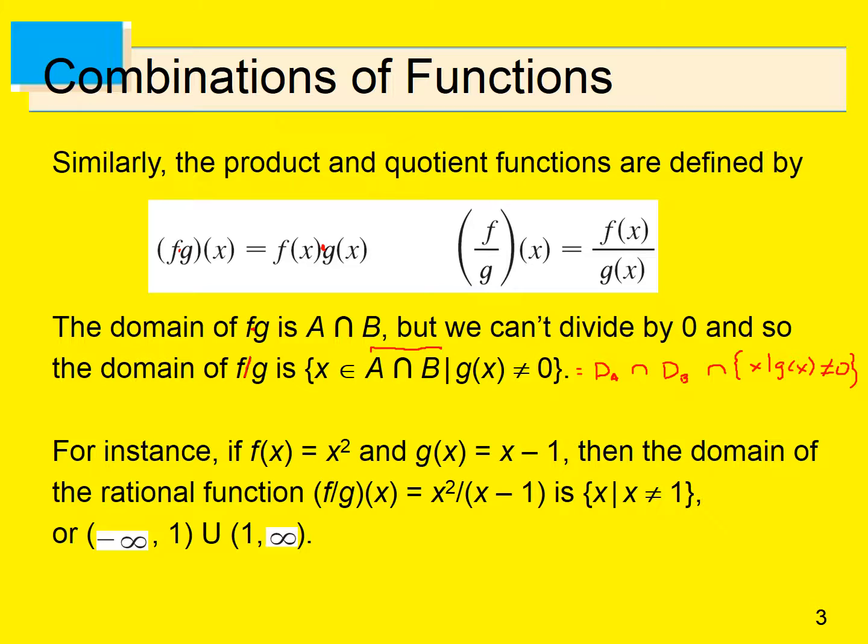So any x value has to be good with all three of those sets. The domain of the rational function f over g of x, which is x squared over the quantity x minus 1, is the set of all x such that x is not equal to 1. In interval notation, it's a union of two open intervals, negative infinity to 1 and 1 to infinity, right? This entire thing doesn't include 1, correct? 1 is not in either one of those in the union of the two sets.